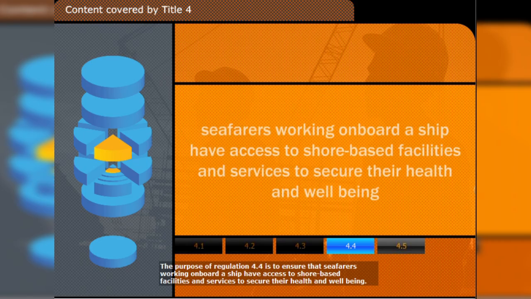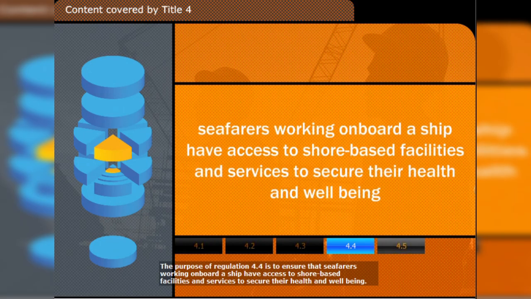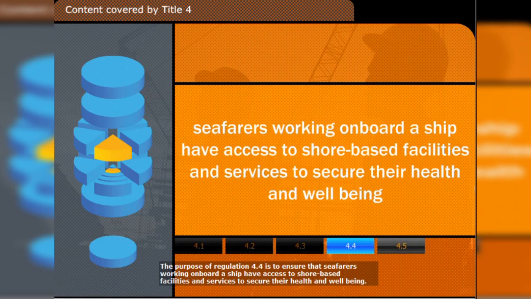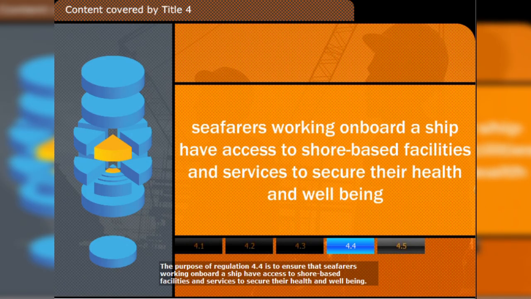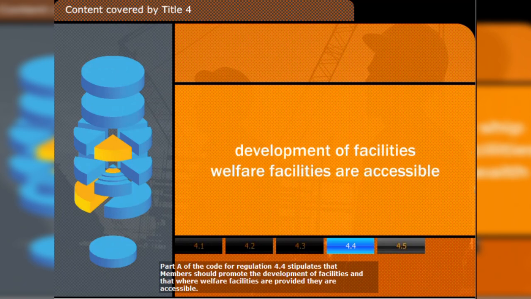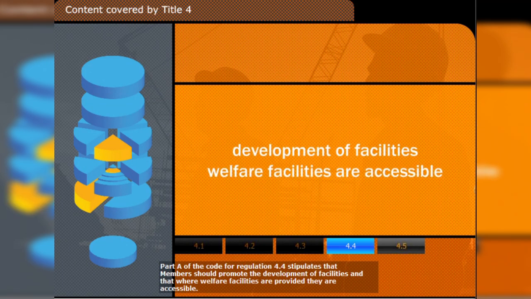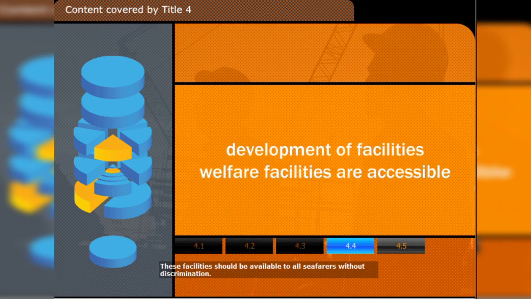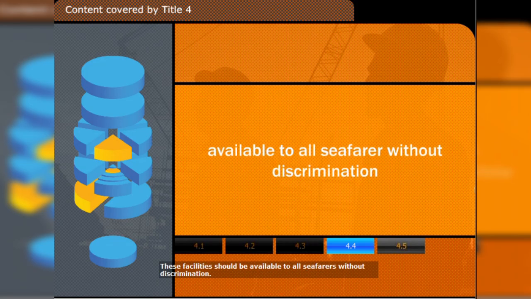The purpose of Regulation 4.4 is to ensure that seafarers working on board a ship have access to shore-based facilities and services to secure their health and well-being. Part A of the Code for Regulation 4.4 stipulates that members should promote the development of facilities, and that where welfare facilities are provided, they are accessible. These facilities should be available to all seafarers without discrimination.